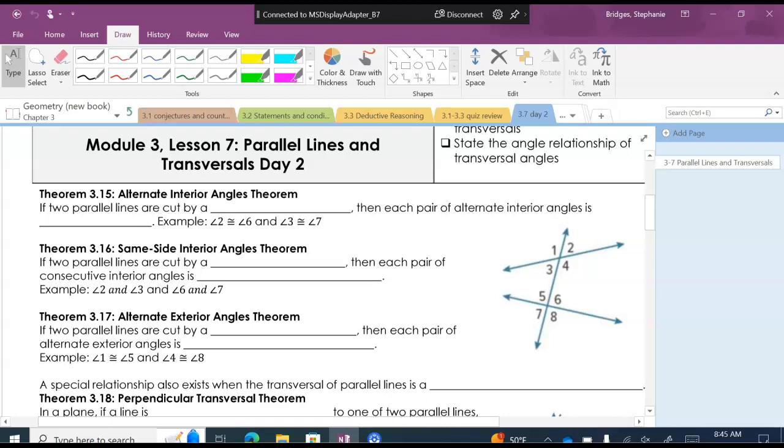Okay, so if we're looking at that first theorem, it's called the alternate interior angles theorem. And it says, if two parallel lines are cut by a transversal, is what we're going to fill in. Then each pair of alternate interior angles is congruent. Okay, alternate interior angles are congruent.